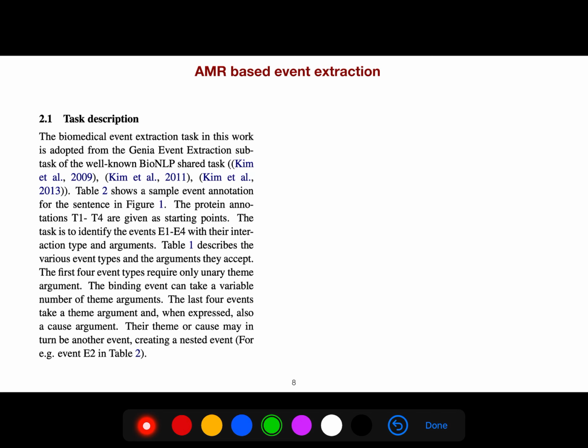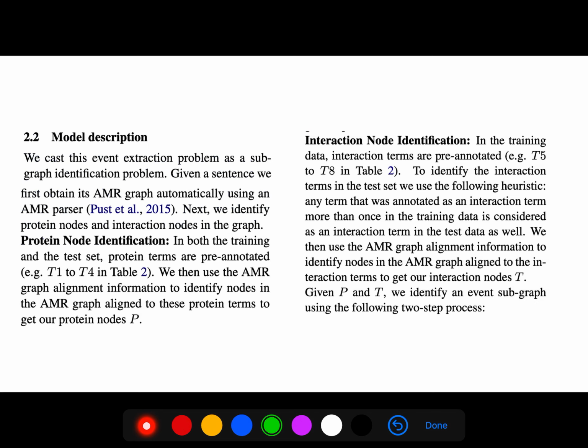So the task description, the model description, is that we identify protein nodes and interaction nodes in the graph. Protein node identification we use in both training and test sets. Protein terms are pre-annotated. We then use the AMR graph alignment information to identify nodes in the AMR graph aligned to these protein terms to get our protein nodes.